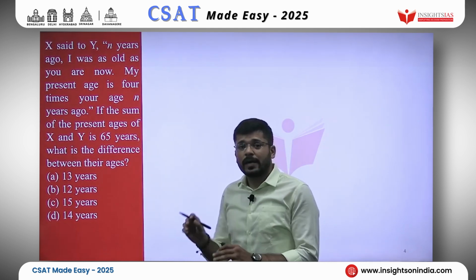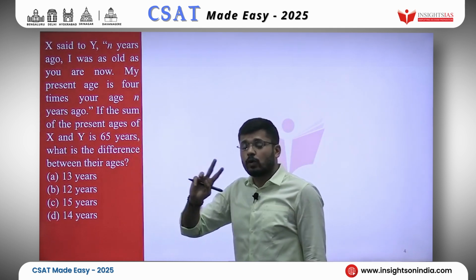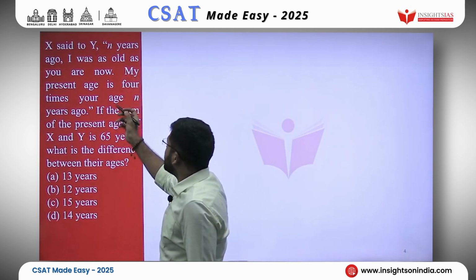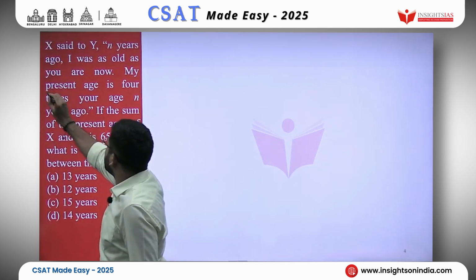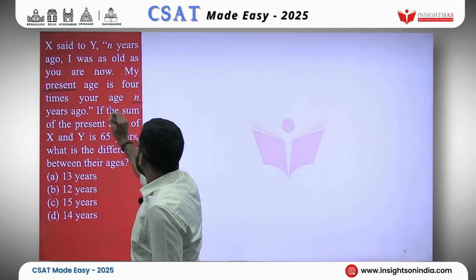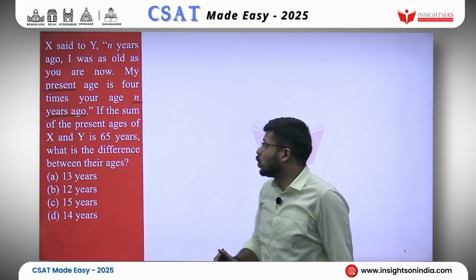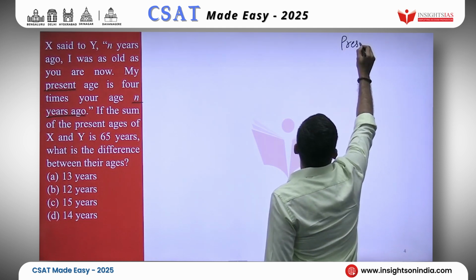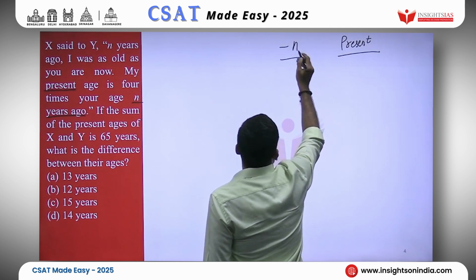First we shall make a table of the timelines given. How many timelines are given here? Only two. One is present and the other is n years ago. There also they are talking about only n years ago. So there are only two timelines. So we will write present here and we will write n years ago as minus n here.